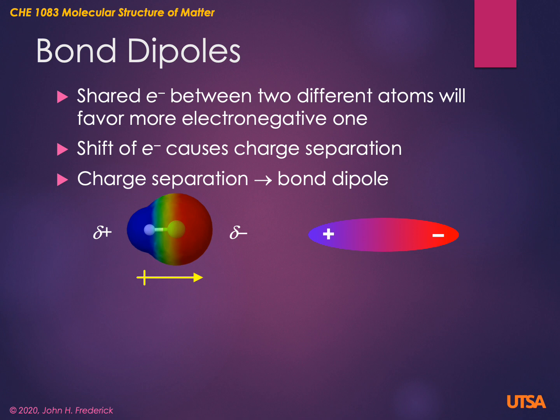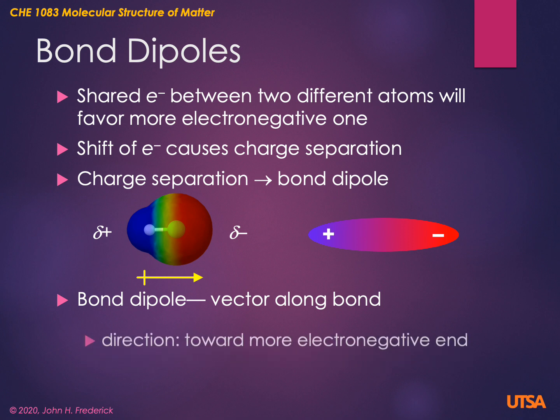We can also represent a dipole more abstractly using a diagram like this, where we have a positive end and a negative end, and there is a separation between those charges. So anything that has this sort of charge separation behaves physically like a dipole. The bond dipole is a vector that is along the bond, so it's parallel to the direction of the bond, and it points toward the more negative end.